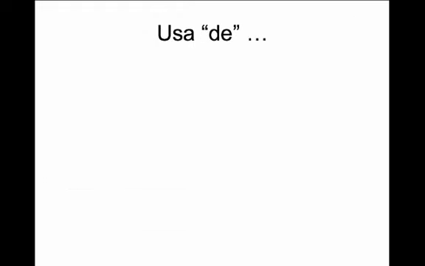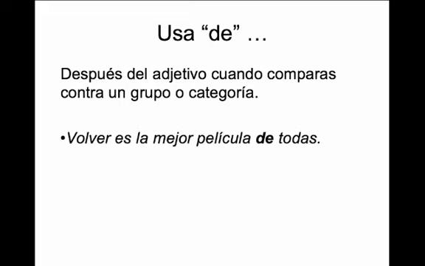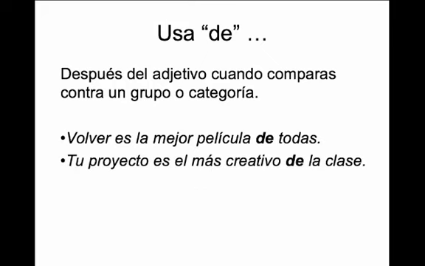So we're making a judgment. Now, we have to use the word de after the adjective cuando comparas contra un grupo o categoría. So when you're comparing it against a group or a category and you want to say what that group or category is. So for example, Volver, the movie that we mentioned earlier, es la mejor película de todas. It's the best movie of all movies. Tu proyecto es el más creativo de la clase. So again, we use de when we're going to compare it against the group that we're judging.